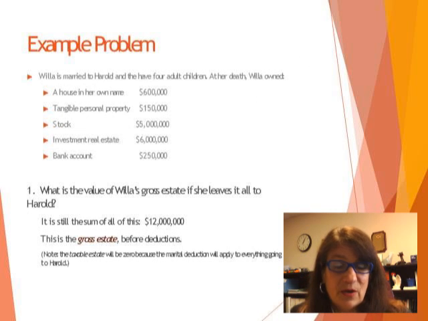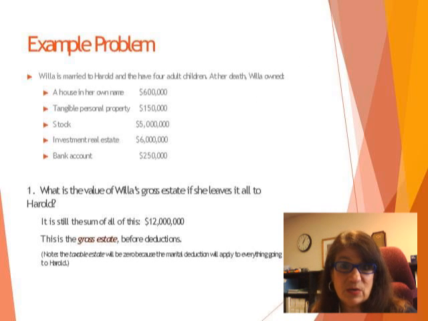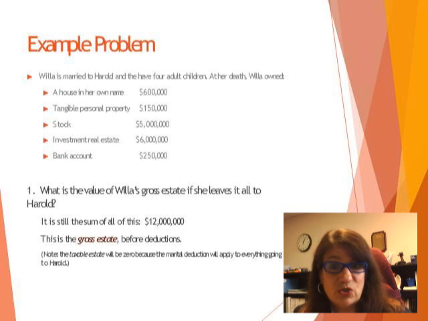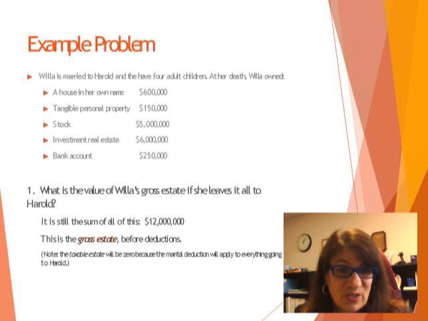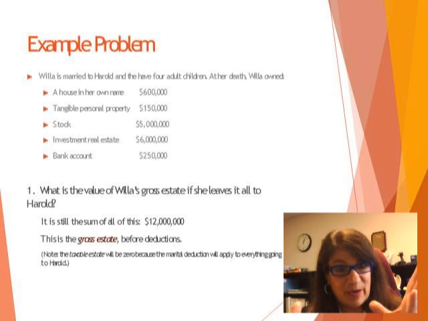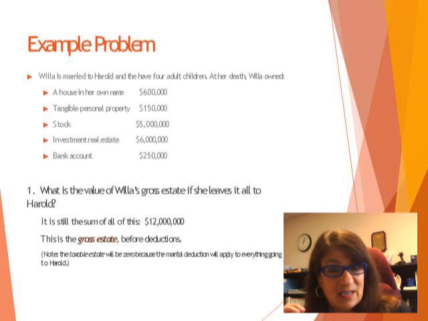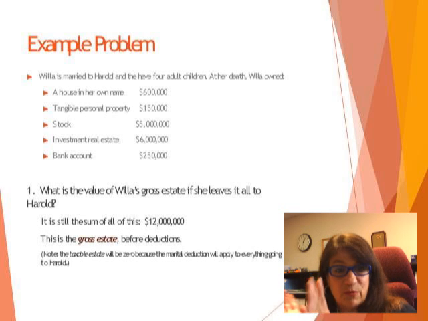Here it is. Okay, so Willa is married to Harold, and they have 4 adult children. Willa owns outright a house, some tangible personal property, stock, investment real estate, and a bank account. What is the value of Willa's gross estate if she leaves it all to Harold? Okay, first of all, it doesn't matter who she leaves it to. Her gross estate is just about what property she owns at death. And it's the sum of all of that, $12 million. That's the gross estate. It's before deductions.